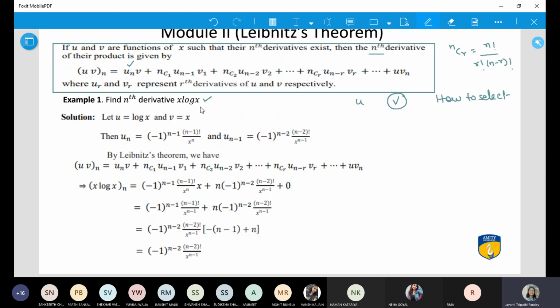For example, when you have x log x, we know that differentiating log x to n times will not vanish. It will keep on increasing. Like first derivative 1 by x, second derivative minus 1 by x squared, third derivative plus 2 by x cube, and so on. Right? So there is no end to it. But if we have x as our function v, then first derivative will give me 1 and second derivative will give me 0. Right? So when I'll expand it, I'll be able to finish it till here. There is no need to write rest of the terms. Is this understood what I am saying or not?